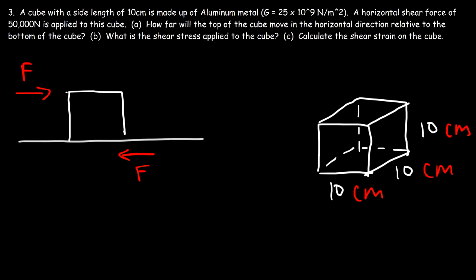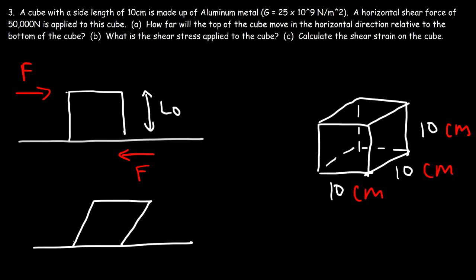Now, as we apply a force, the shape of the cube will look like this. It's going to deform a little. So this is L0. And this is delta L, which is what we're looking for. We want to see how far the top of the cube moves with respect to the bottom part of the cube. So the bottom is still here, but the top is now in this position. So our goal is to calculate delta L in part A.